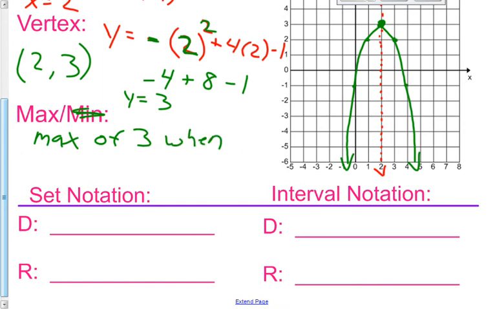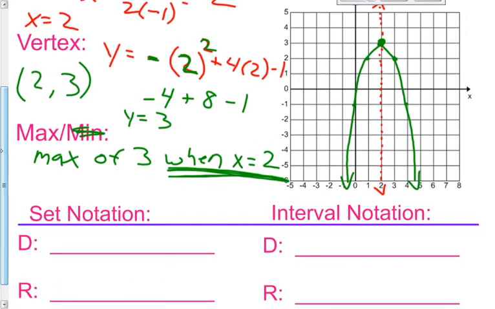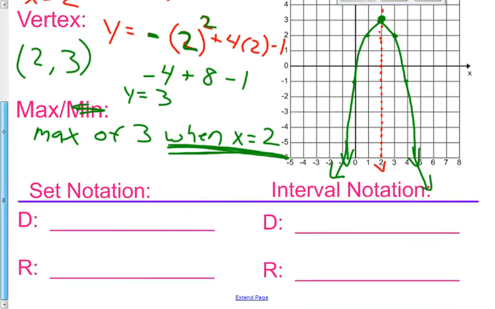At what time? When x equals 2. So make sure you don't forget this part. This is very important to me. Tell me at what x coordinate is that maximum or minimum value. And then lastly, the domain and the range. So if we look at this one again, this continues to go left. This continues to go down and to the right. So my domain is all real numbers, or from negative infinity to positive infinity.